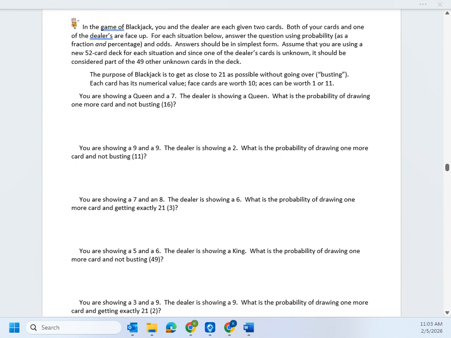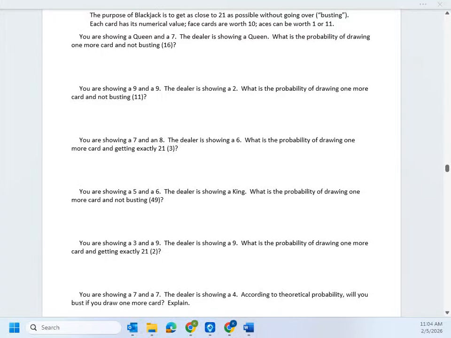The purpose of blackjack is to get as close to 21 as possible without going over, busting, right? You go over 21 and you bust, you lose. Each card has its numerical value. Face cards are worth 10 points. So jacks, queens, kings are worth 10 points. Aces can be worth either 1 point or 11 points. All right, so let's look at our first one.